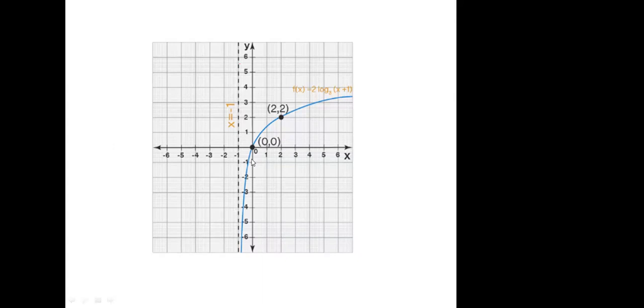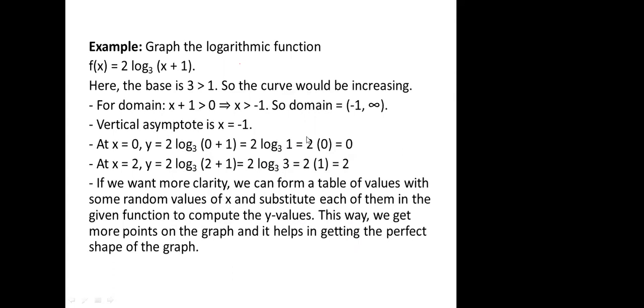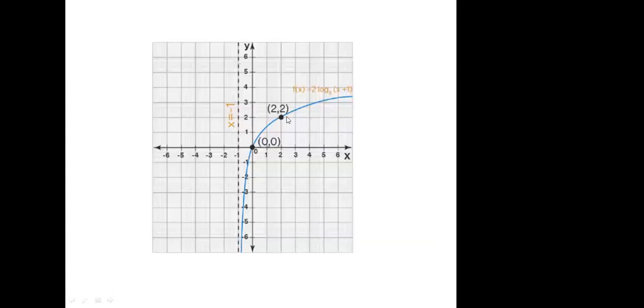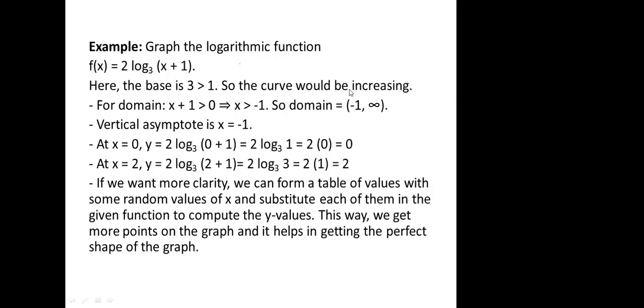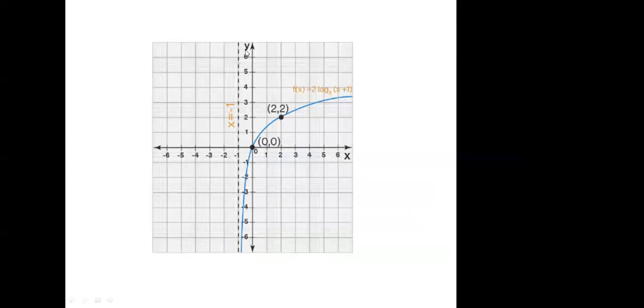What we saw first is that the curve is increasing. It starts from down and increases. It has a vertical asymptote at -1. As we see, the logarithmic is the opposite of the exponential. The exponential was going in the other direction. We find these two points, 0, 0 and 2, 2. This is the graph of the logarithmic function.